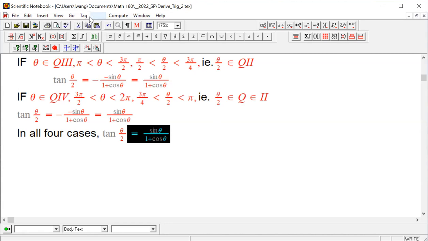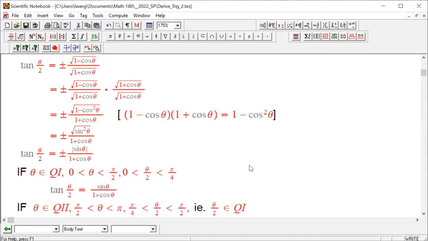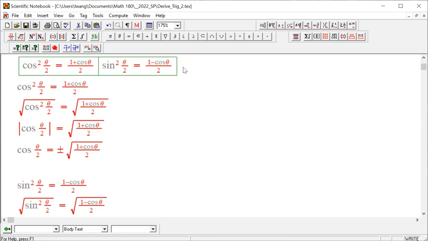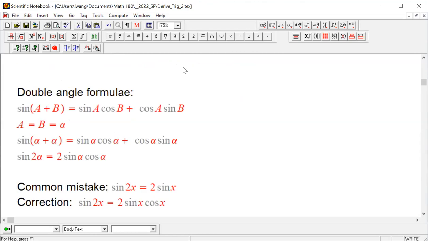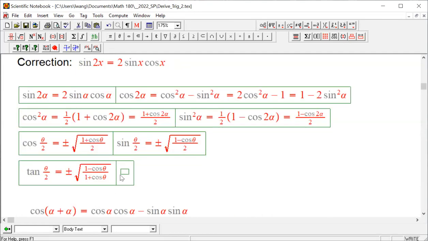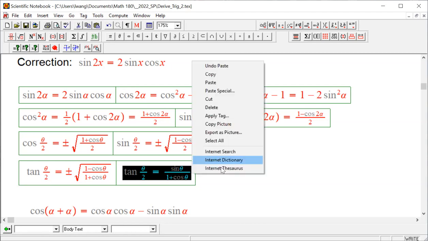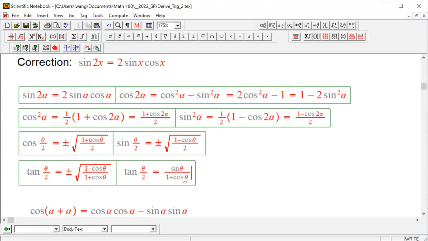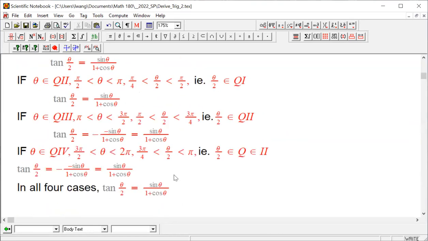Okay, so this is the second form for tangent half angle. Where did I put it? Tangent half angle. Here. So tangent half angle like this, you can see there's no longer a positive sign, negative sign. Do we have a third form? Yes, we do.